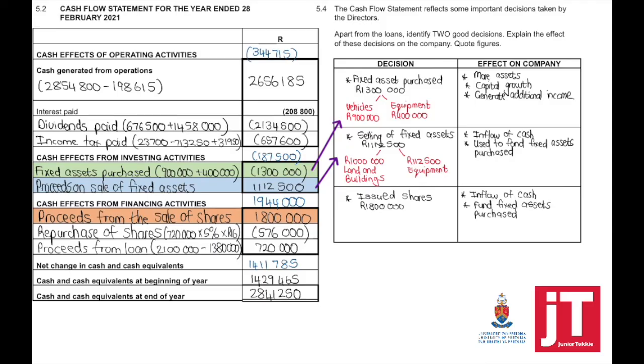Another option that we've got is the proceeds from the sale of shares. And there was an inflow of 1.8 million. Again, this money was possibly used to fund the fixed assets that were purchased. Remember, when we look at the financing activity, we need finances. There's a reason why we need money, because we want to do something with it. And we've invested in non-current assets.